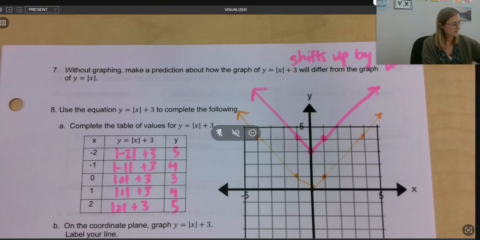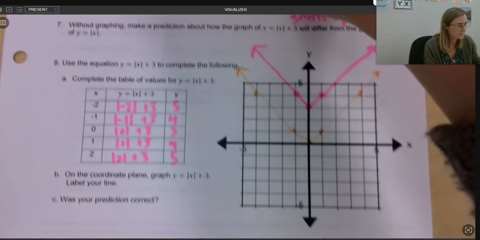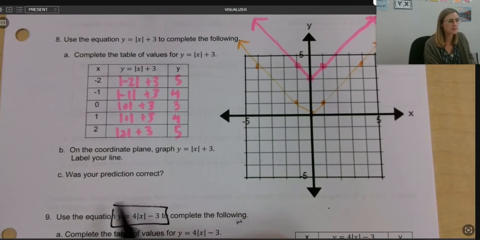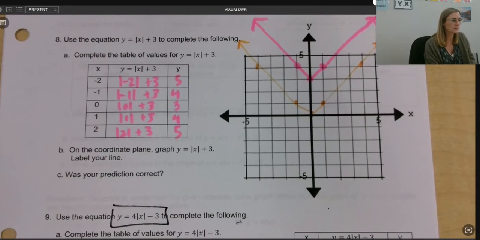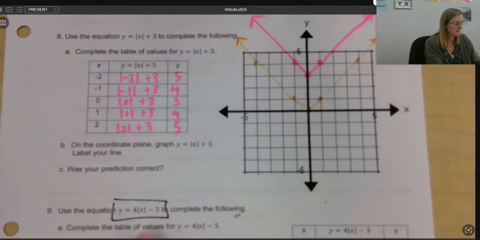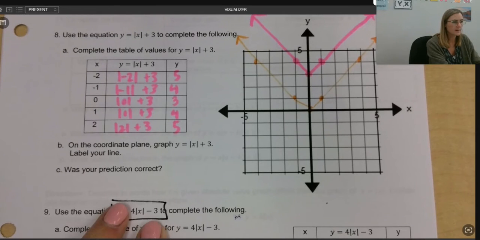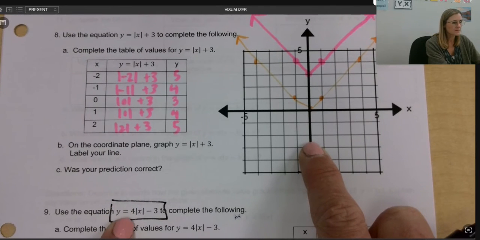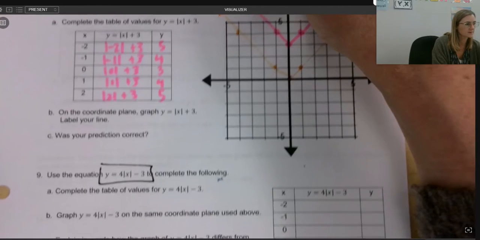Okay, now we're going to go down and do the graph of y equals 4 times the absolute value of x minus 3. So the first thing to think about is that if this 4 wasn't here, my -3 would shift my graph down by 3. Now we have to figure out, what is this 4 going to do to my graph? So let's go ahead and actually fill out the table.